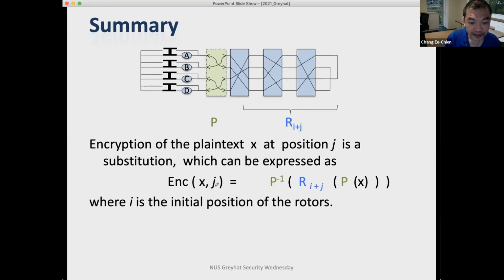Okay, and summary. How do we encrypt? The plain text will go through this first permutation, which is fixed for every location but is a secret. Then it goes through the rotors, and the rotors get rotated. When you put it in, you turn the rotors to the initial location. The initial location is a secret. So this is how the encryption is done.